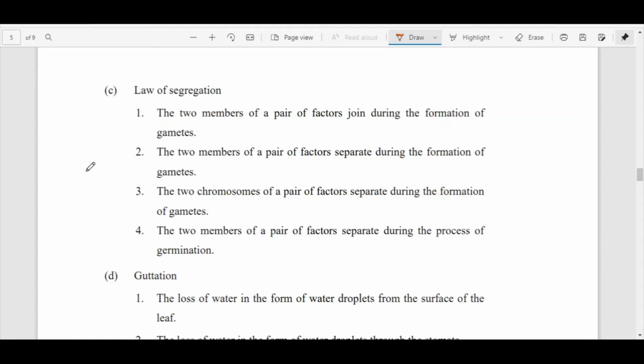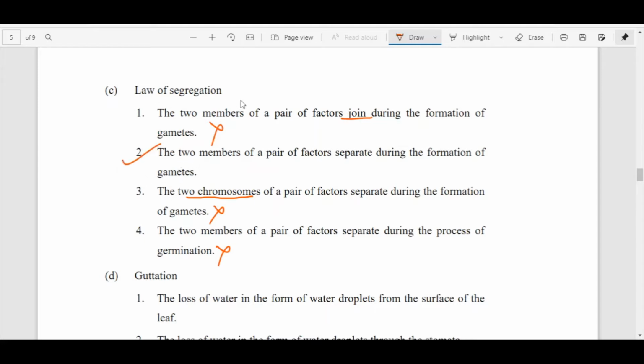Option number 3, the two chromosomes of a pair of factors separate during the formation of गैमेट्स. ये तो बिल्कुल गलत है बेटा, क्योंकि क्रोमोसोम्स तो सेपरेट नहीं होते हैं. So this is completely wrong. Now let us see the fourth option, that is the two members of a pair of factors separate during the process of germination. अब जर्मिनेशन यहाँ पे कहाँ से आ गया? सेग्रीगेशन है. तो first option, the two members of a pair of factors join. No, they don't join. So this is also wrong. The right option here is option number 2.